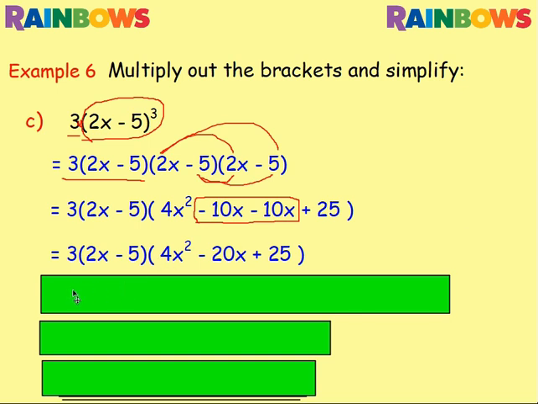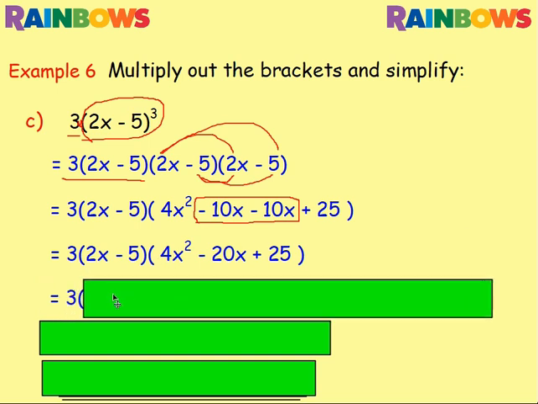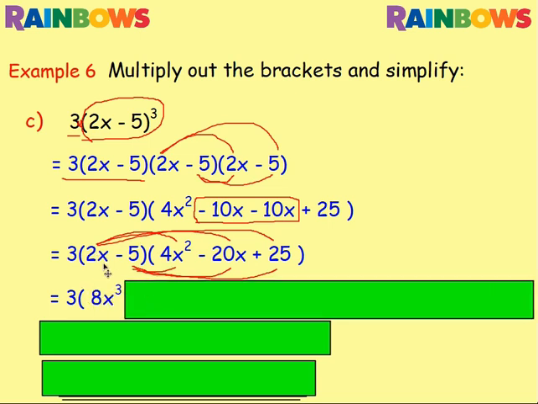That works absolutely fine. All I'm doing though is just leaving the 3 just now and then multiplying out the other brackets. So I'm doing the 2x times the 4x squared, the 2x times the negative 20x, and the 2x times the 25. Then I'm doing the negative 5 times the 4x squared, negative 5 times negative 20x, and negative 5 times the 25. So working your way along with that, 2x times 4x squared, good, it's 8x cubed.